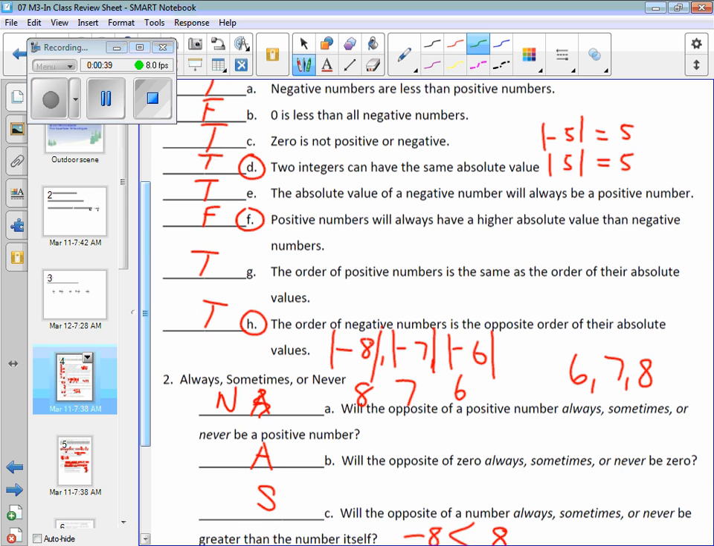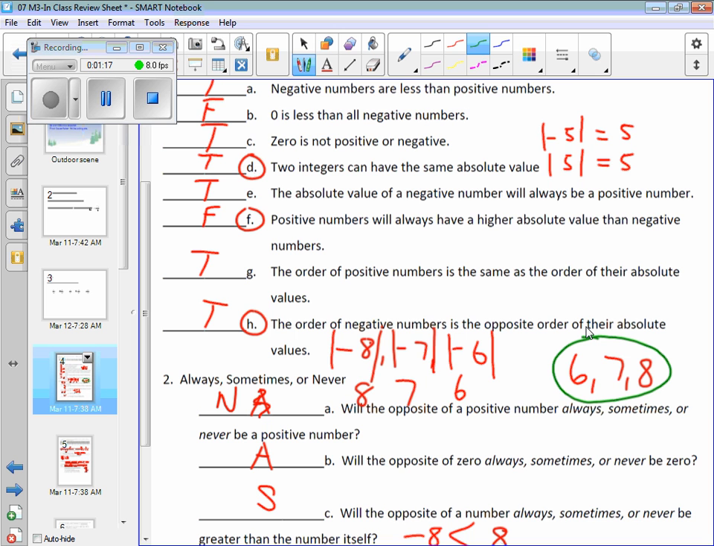And then for letter H, how many of you got this right? That's pretty good. I did not teach this to you, but I'm going to show it to you now. It says the order of negative numbers is the opposite order of their absolute values. So what I did is I took three negative numbers, -8, -7, and -6, and I ranked them from least to greatest. Then I took the absolute values for -8, -7, and -6. And notice when I rank it from least to greatest, the order flip-flops. And that will happen every single time. That's why it's true.